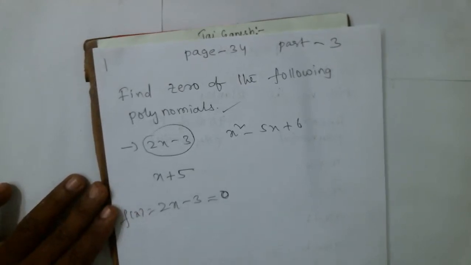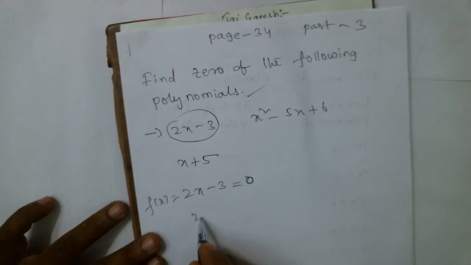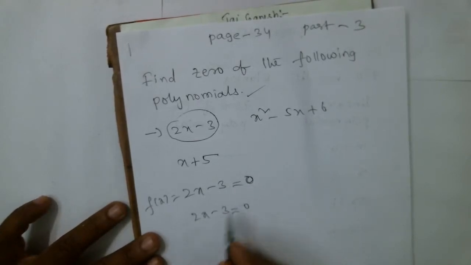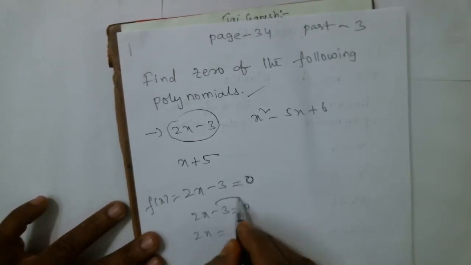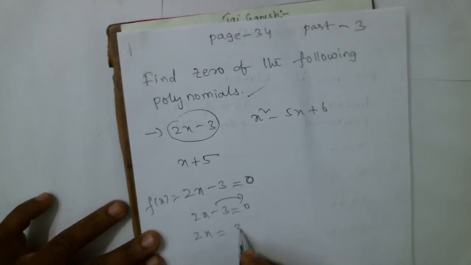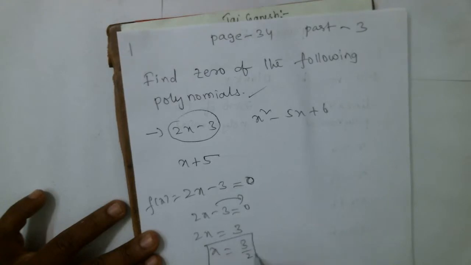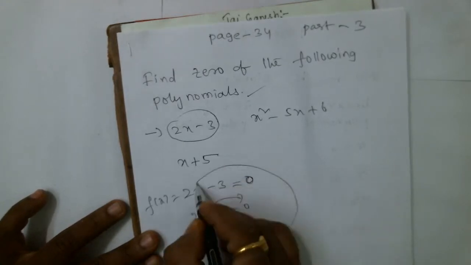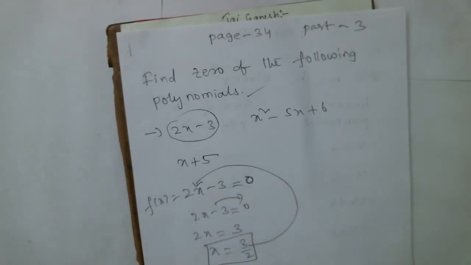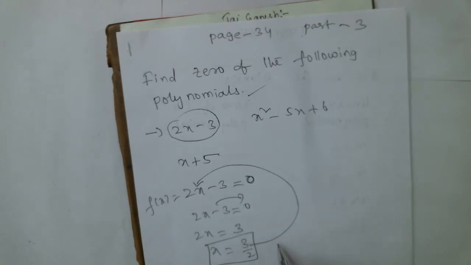make it f of x equal to 2x minus 3. So 2x minus 3 is equal to 0. Then 2x is equal to, if you are transposing from LHS to RHS, it becomes positive. So x is equal to 3 by 2. Substitute x equal to 3 by 2 in this equation. If it is equal to 0, then it is a zero of the polynomial. Otherwise, it is not a zero of the polynomial.